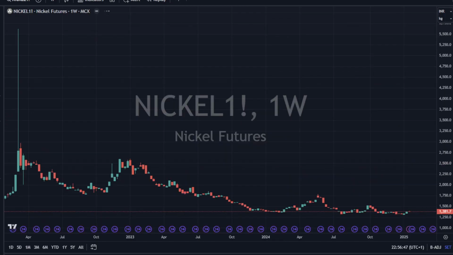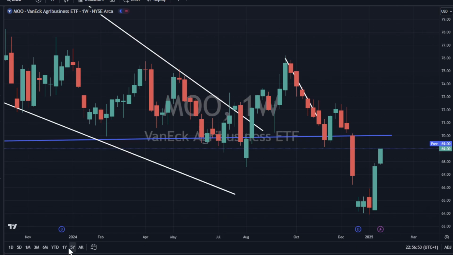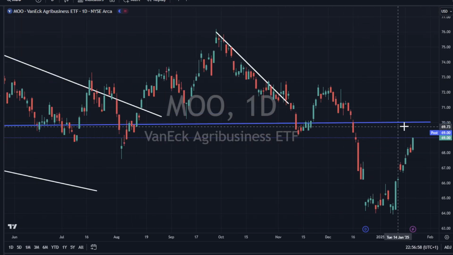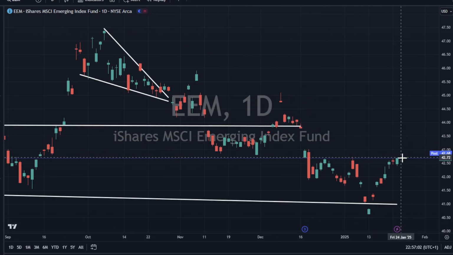Nickel down slightly, but it's been working its way on up a little bit. We've got Moo up 1.43%. Pretty big day today. Pretty strong closing. Looks really good to probably work its way out of here eventually. Emerging markets up, nice little bullish engulfing. That looks good to go higher.